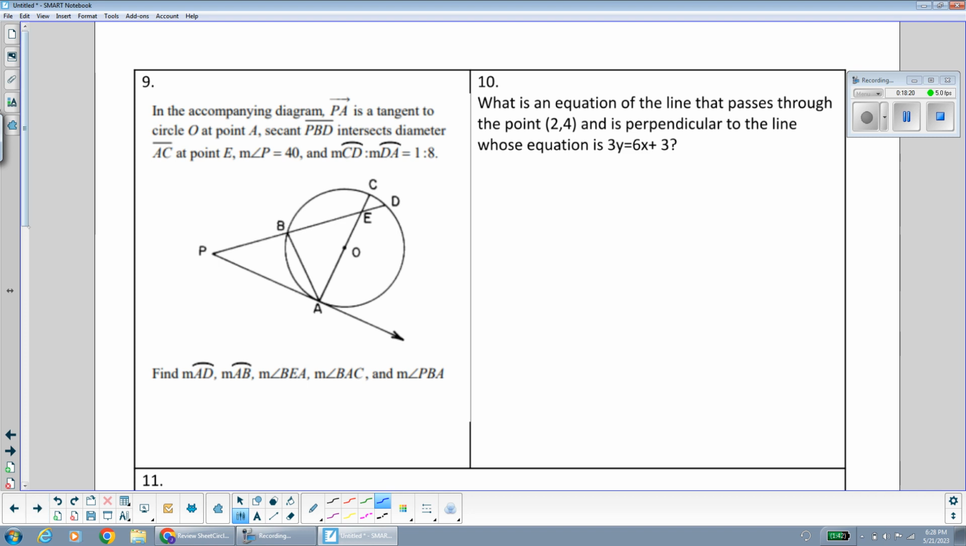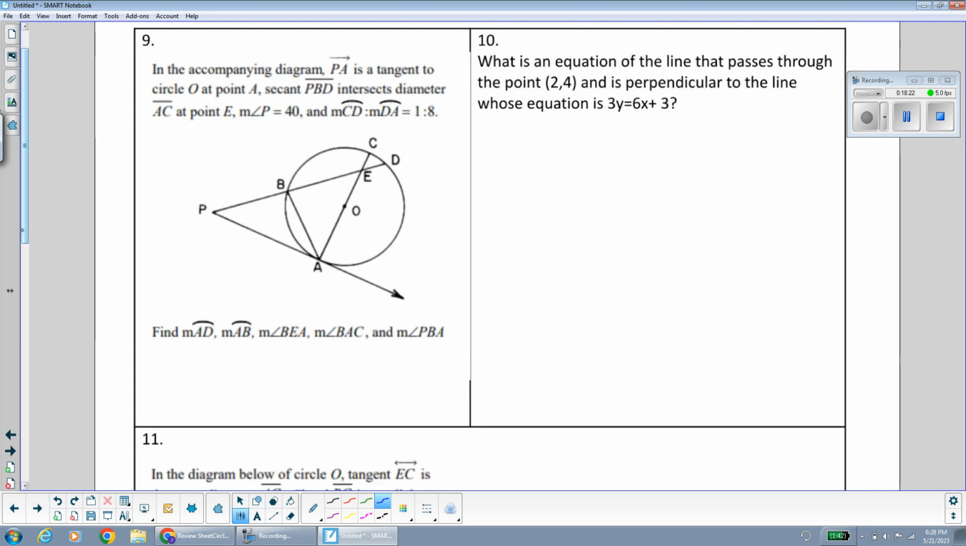Okay, moving on to the next question. So we have that PA is tangent to the circle at point A. We have a diameter. We have angle P is 40 degrees. And the ratio of arc CD to arc DA is 1 to 8. So I'm going to express this as the 1 part, 1x. And I'm going to express DA as the 8 part, so as 8x.